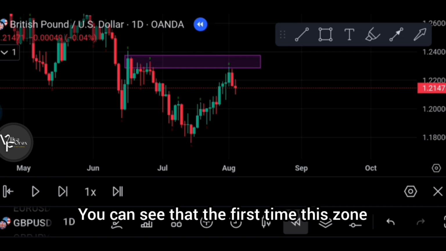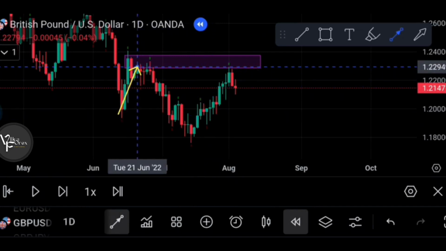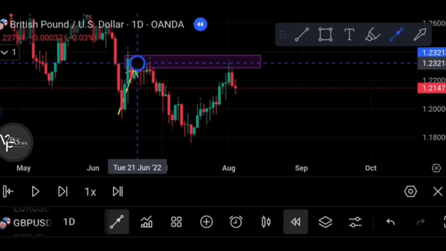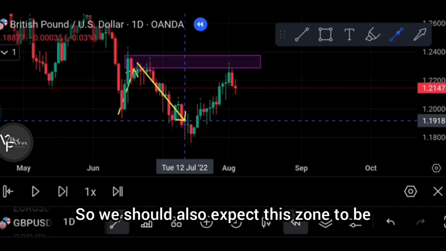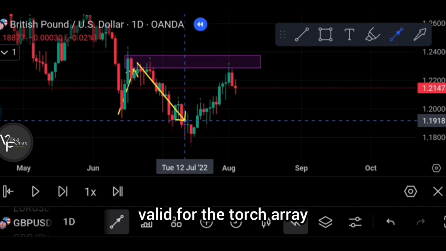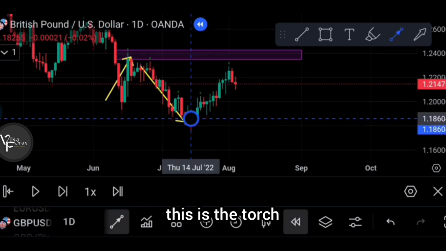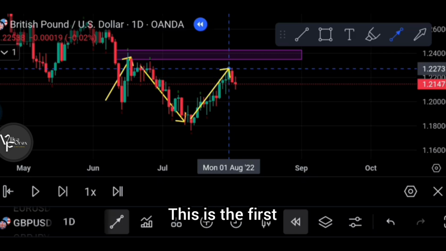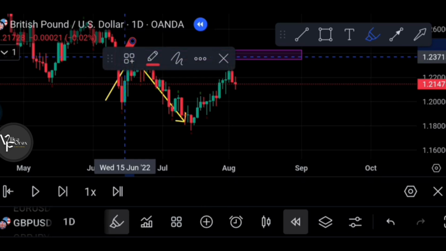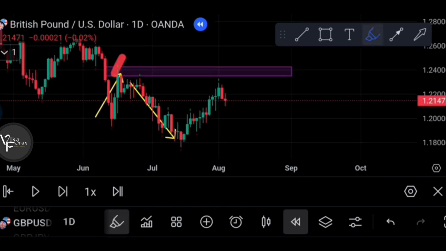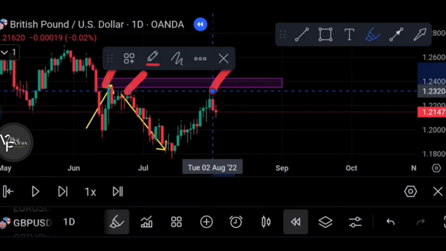You can see that the first time this zone was hit, it reversed. Understand? So we should also expect this zone to be valid for the third time. You can see that price has hit this zone. This is the third touch. This is the first, there's the second, and now we're having the third here.